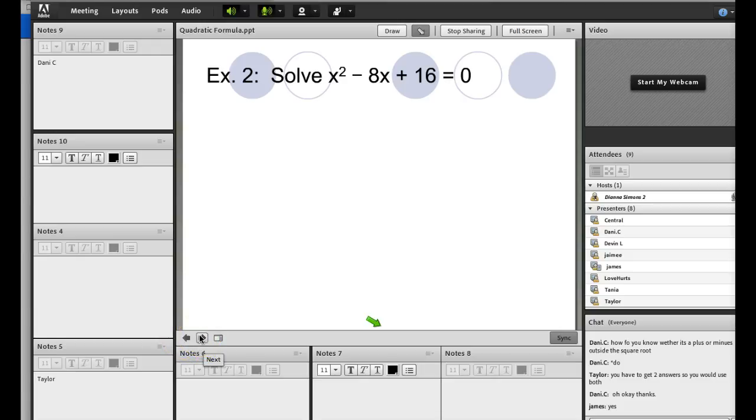All right, so here we go again. Another example. What's my A value? What's my B value? What's my C value?